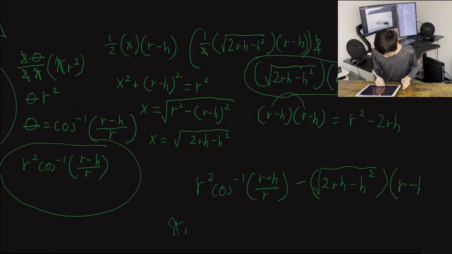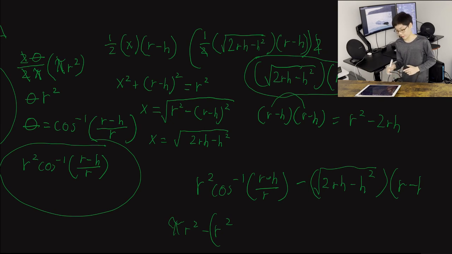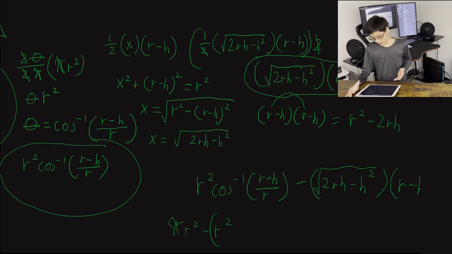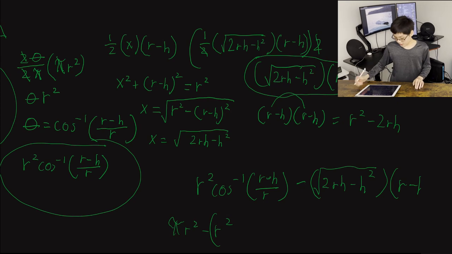So we got pi r squared, and we can subtract this, r squared, but we need to make sure that we have a parentheses around this entire thing, because otherwise, we're just gonna be subtracting r squared, r cosine, r minus h over r from pi r squared, and not the entire thing, right? So we need to make sure that we have one giant parentheses.